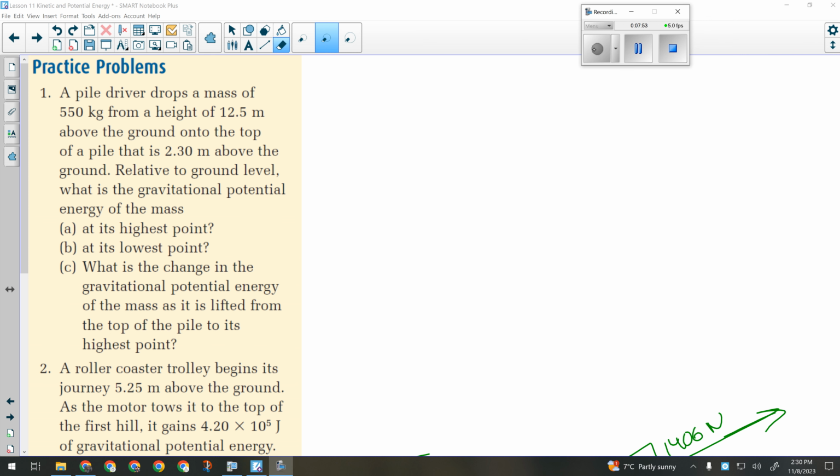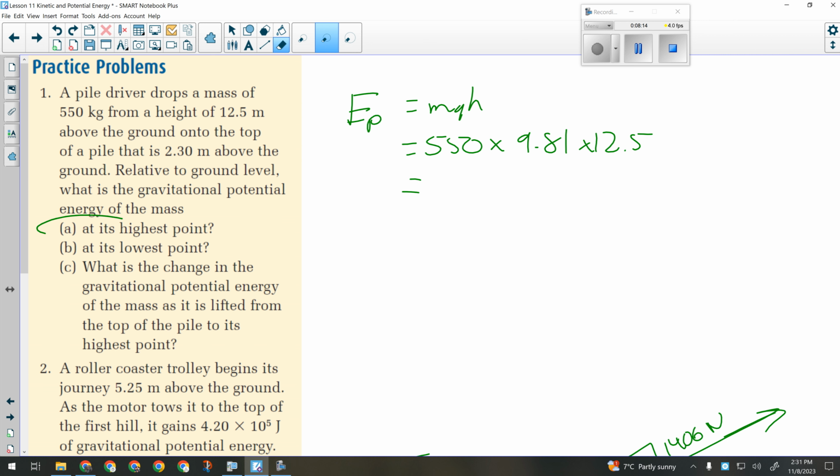Okay, so for this one here, for part A, what's its potential energy relative to the ground at its highest point? So EP is m times g times h, so that's going to be 550 kilograms times 9.81 times 12.5 meters. Okay, that gives us our energy at its highest point. Okay, we want to calculate the energy at its lowest point. Same calculation, except instead of 12.5, I use 2.3 because that's its lowest point, 2.3 meters.